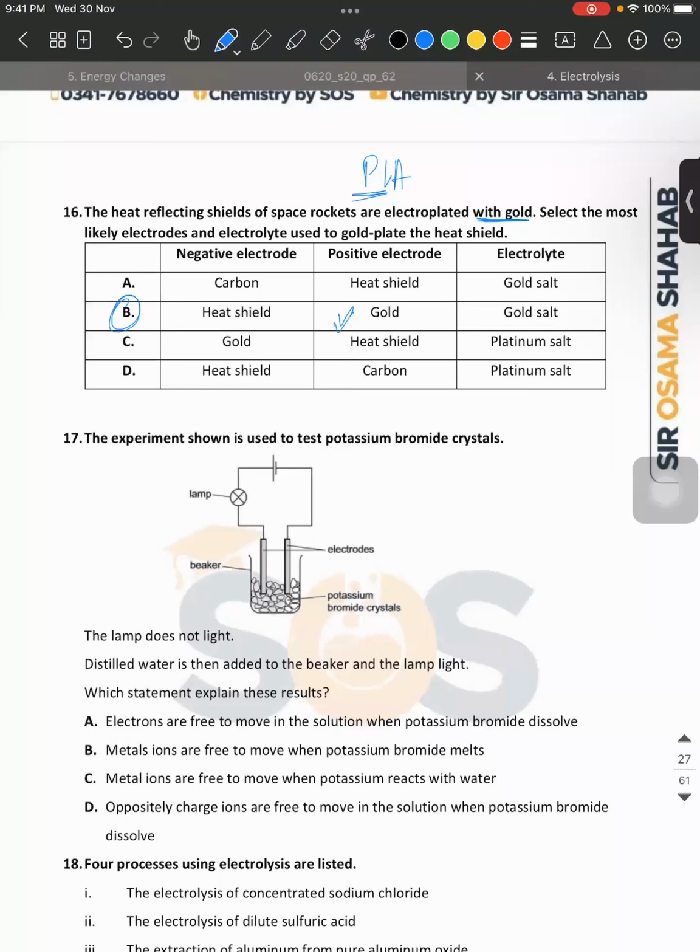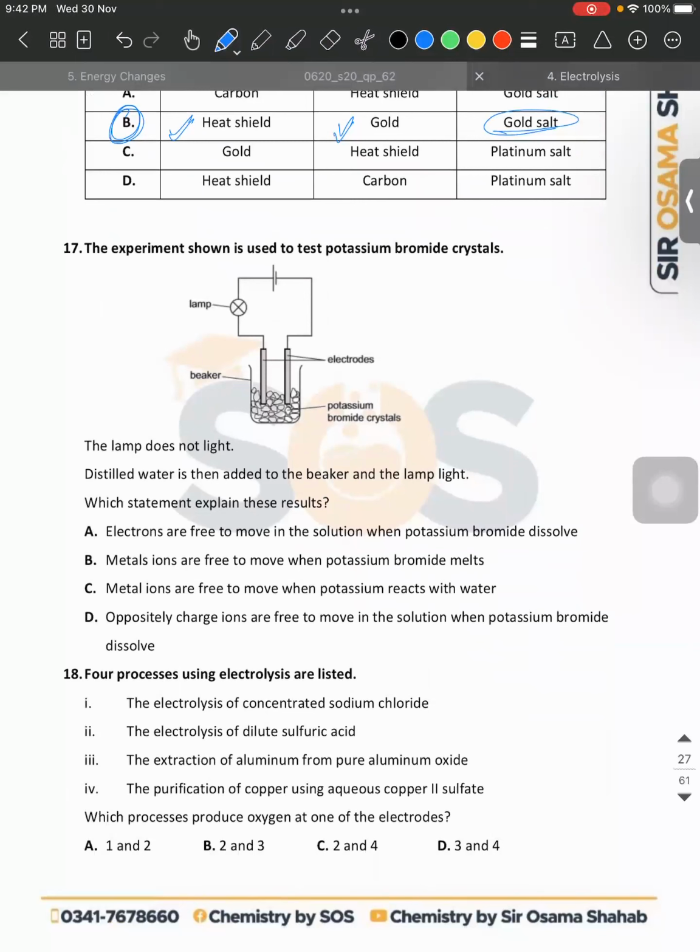What do you say, children? Is that right or not? Yes, sir. And negative is cathode. So you will always put on the negative the substance which is going to be electroplated. The heat shield will be on the negative electrode, and the same metal salt will be the electrolyte. Right. Then 17 is saying the experiment shown is used to test potassium bromide crystals.